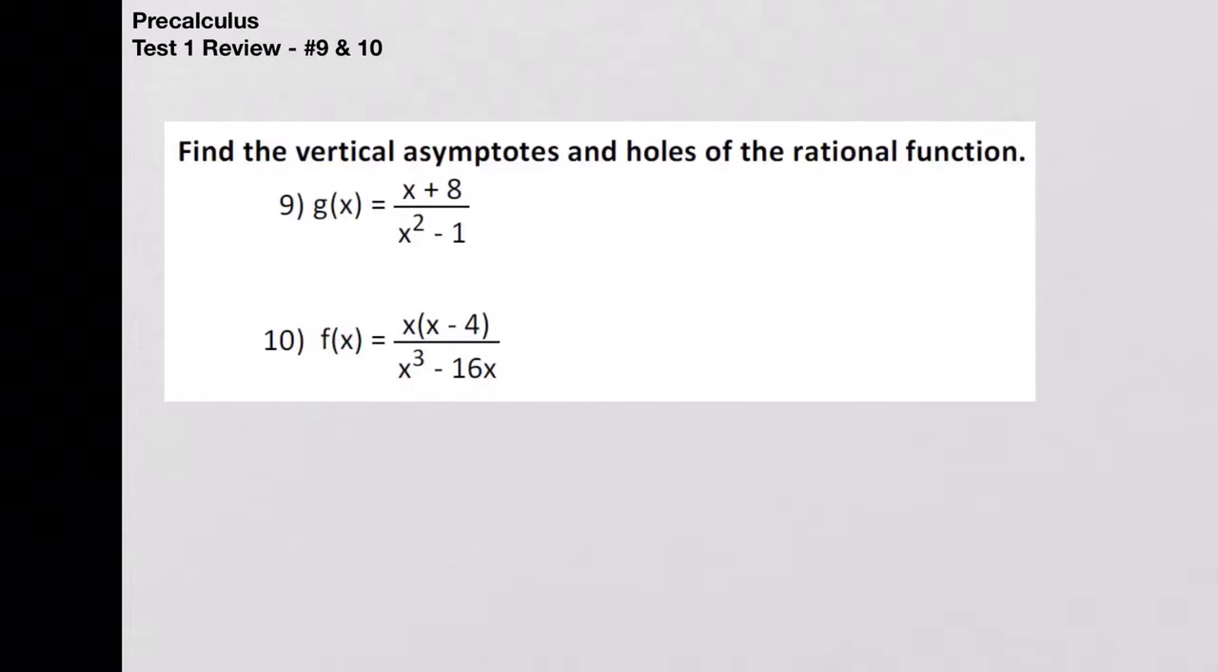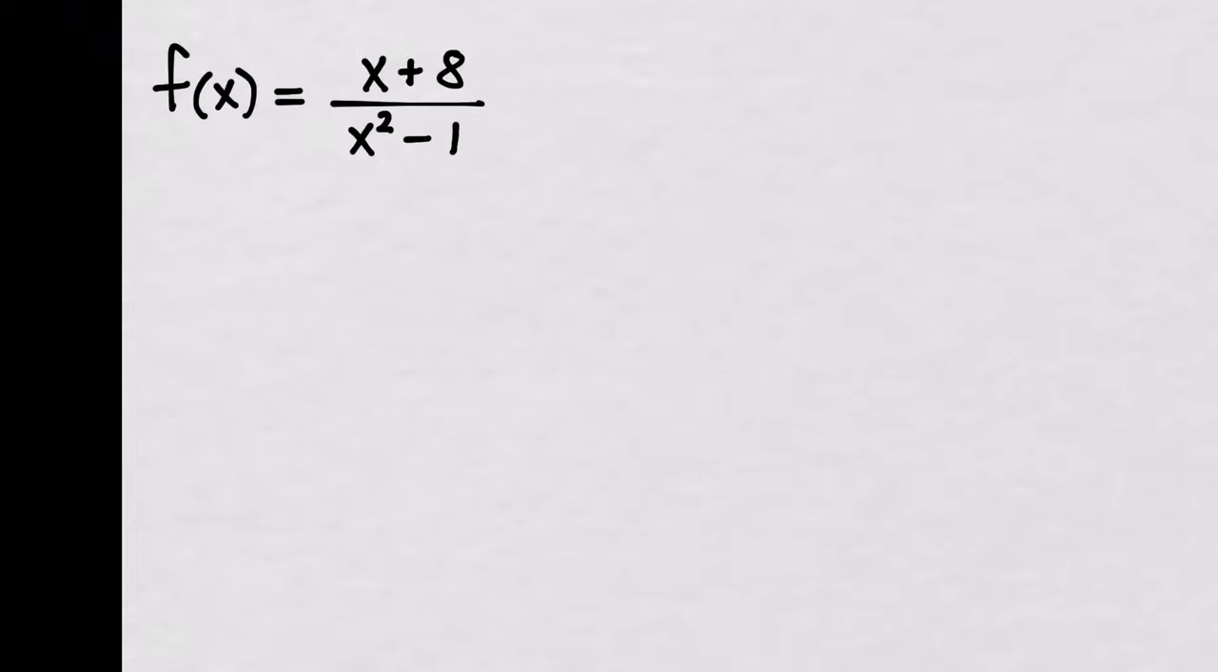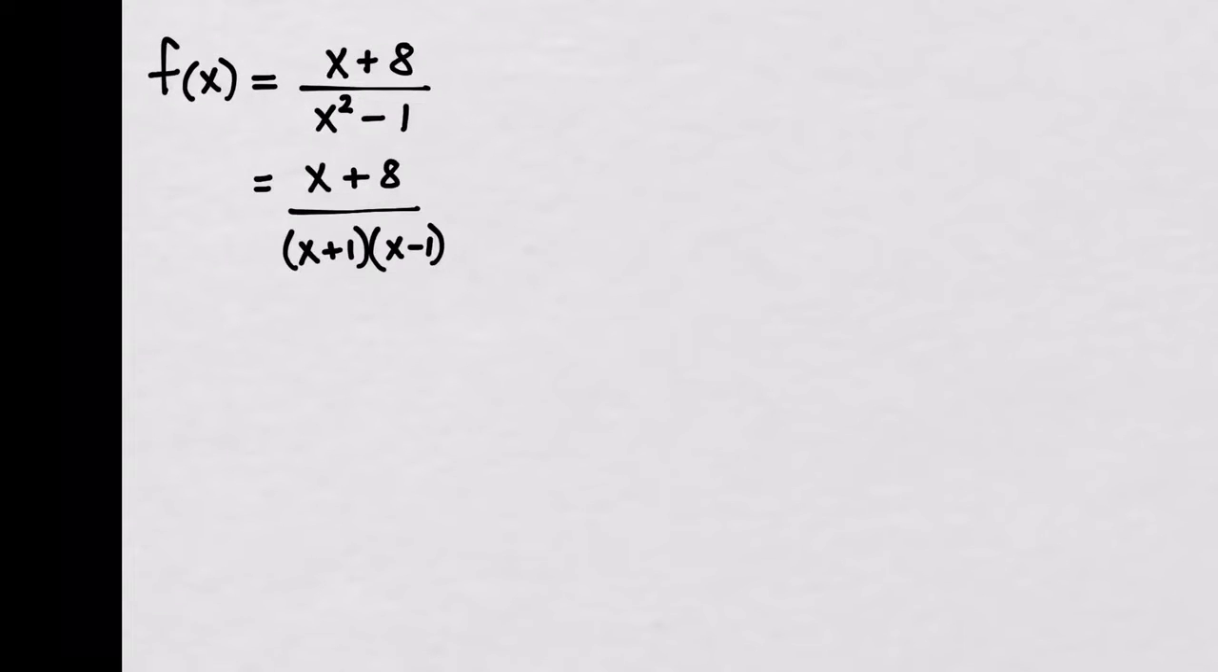Here we have g of x equals x plus 8 all over the quantity x squared minus 1. So I'm going to write that down on the next screen, and we can analyze this to see whether we have vertical asymptotes, holes, both, or neither. The first thing to do with this function is to factor both the numerator and the denominator as possible. Now in this particular case, we could factor the denominator but not the numerator. So now I have x plus 8 in the numerator all over x plus 1 times x minus 1.